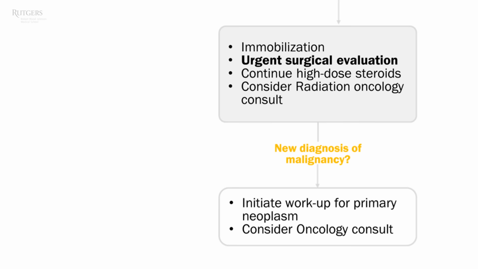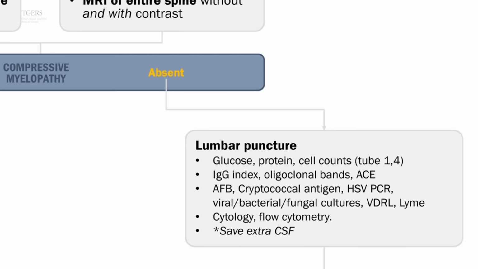Now, if cord compression is absent, the next step is lumbar puncture. As you can imagine, lumbar puncture is a relatively difficult test to get and usually uncomfortable for the patient. So when we do draw CSF, we send a laundry list of tests, including glucose, protein, and cell counts, usually in tubes 1 and 4, Gram stain, acid-fast bacilli, fungal, viral, bacterial cultures, Lyme, VDRL, cytology, and flow cytometry. And we also always save extra CSF in case we need to test for zebra diagnoses.